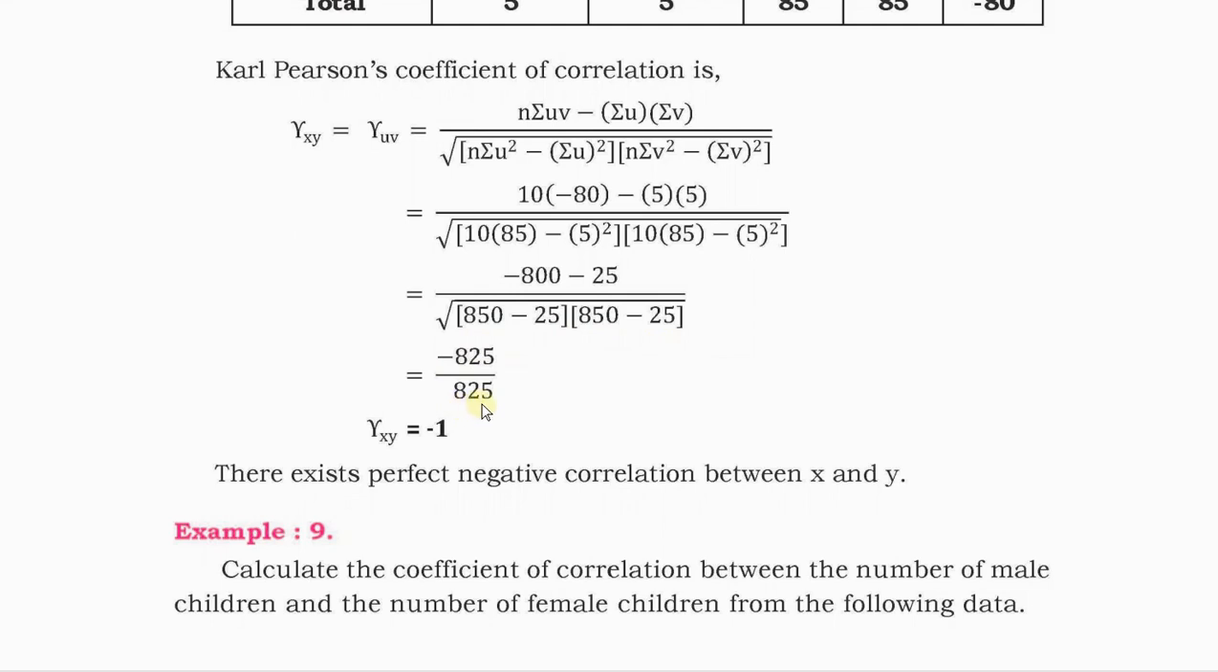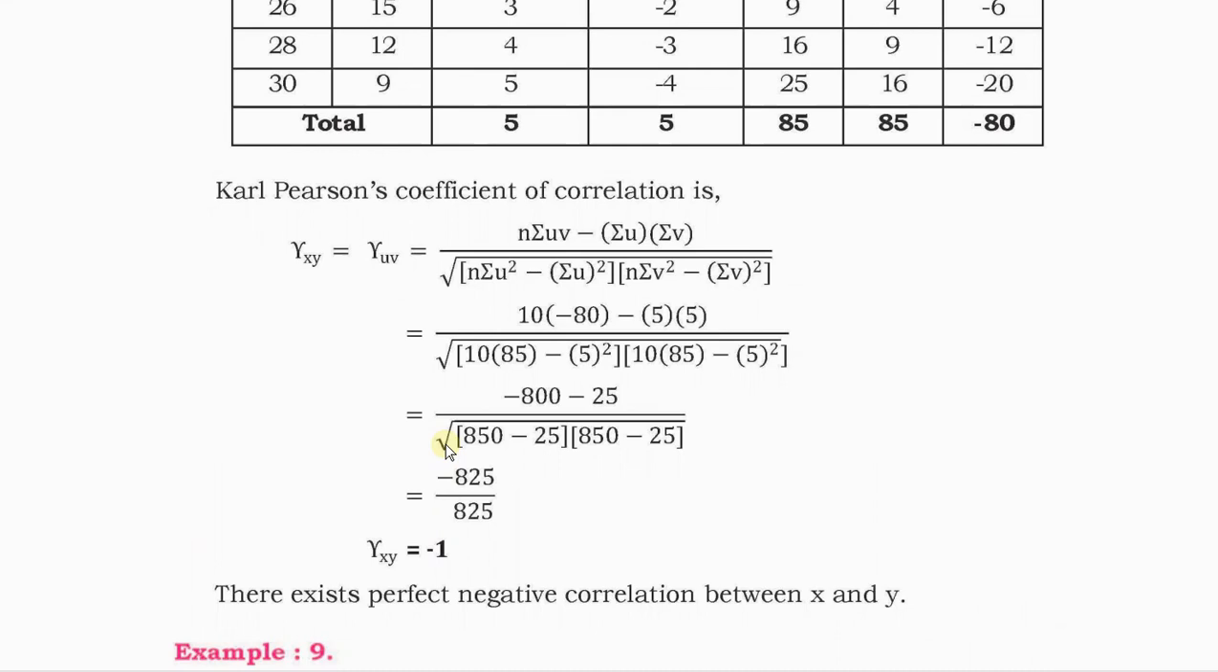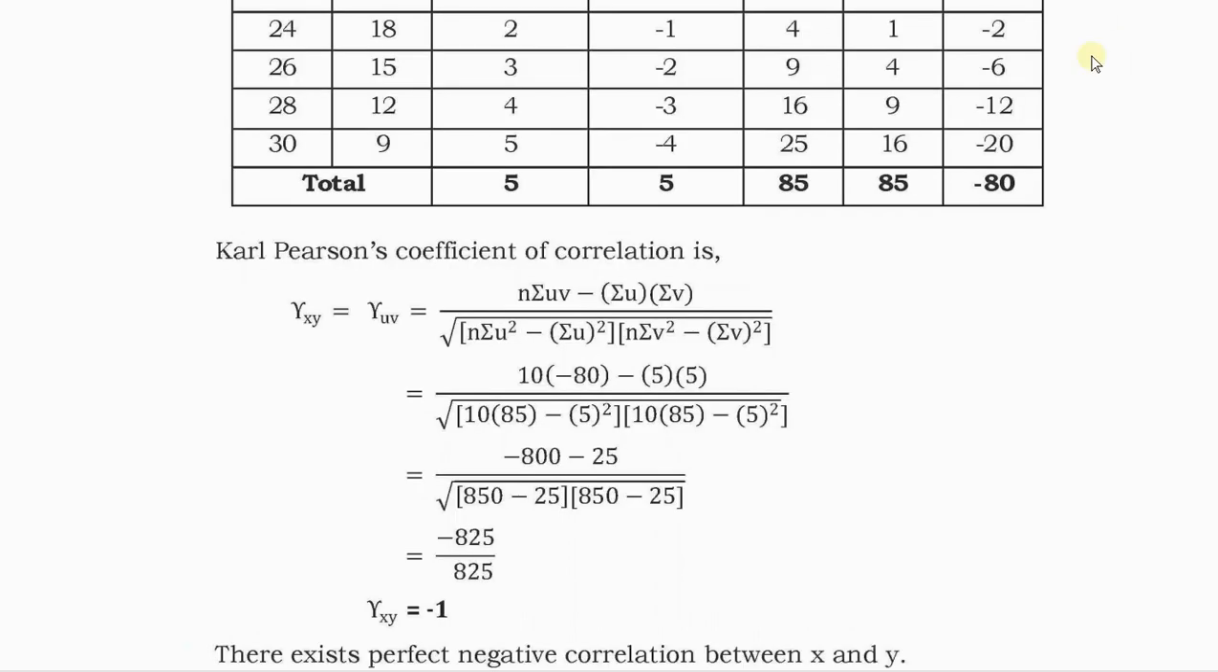825. So the answer here will be exactly minus 1. The number is negative and the digit here is 1. So minus 1, which means there exists a perfect negative correlation between x and y, is what we interpret from the given problem. So this is all about the Karl Pearson's correlation coefficient for ungrouped data using both the direct method and the shortcut method.